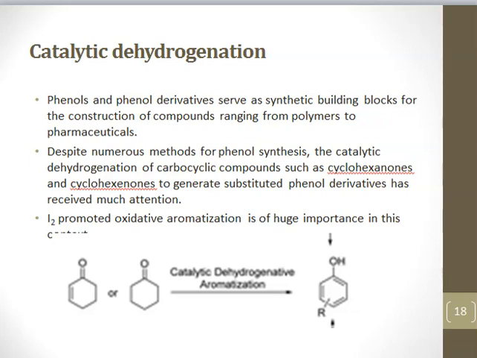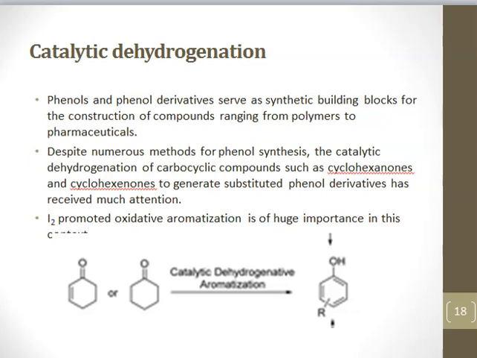Let's suppose that we have to synthesize phenols by aromatization, right. So phenols and phenol derivatives are very important. They are synthetic building blocks for the synthesis of a large number of compounds. They are used in the preparation of polymers, dyes, and pharmaceuticals. So these phenols are very important for us, and we have to synthesize them. A large number of methods are available for the synthesis of phenols, but this method of catalytic dehydrogenation is very effective.